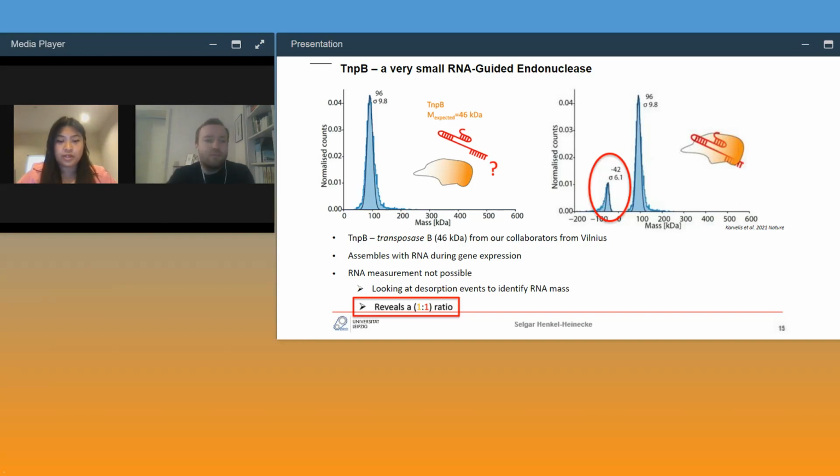Alrighty, we have another question that asks, the negative values in this case of the TNPB complex would imply that the RNA is falling out of the complex?